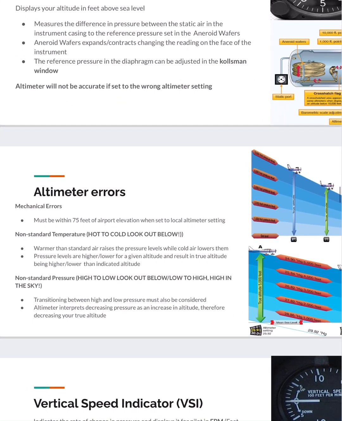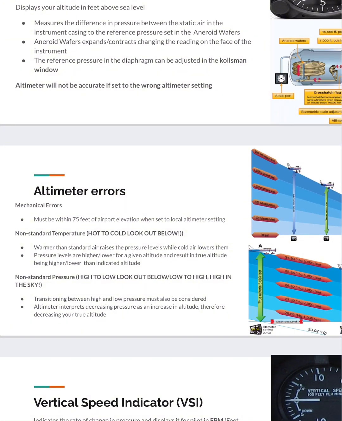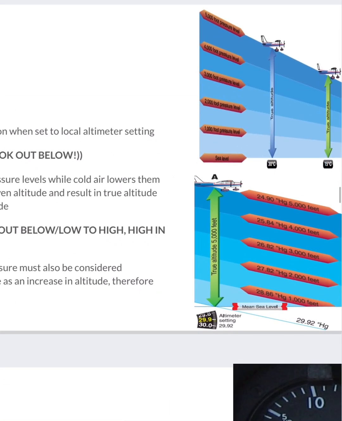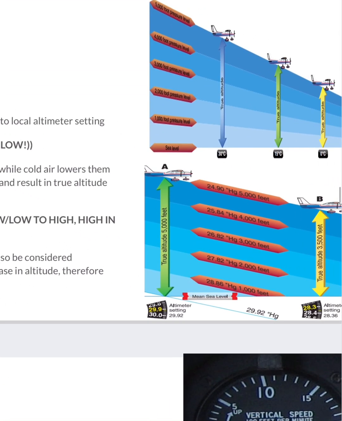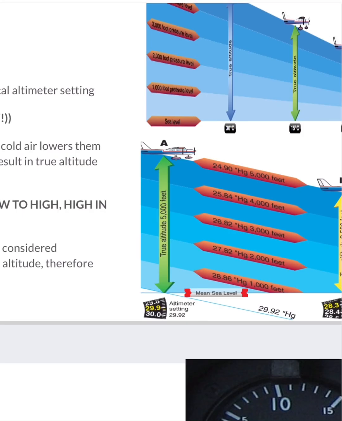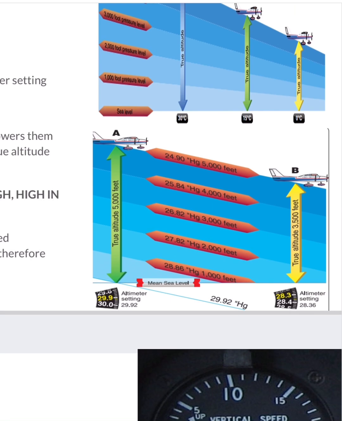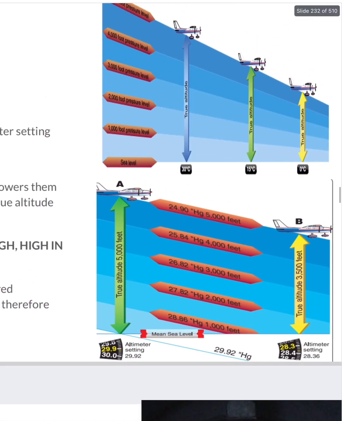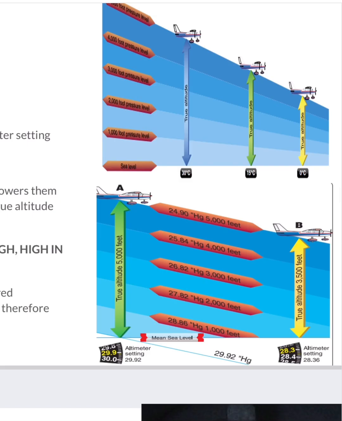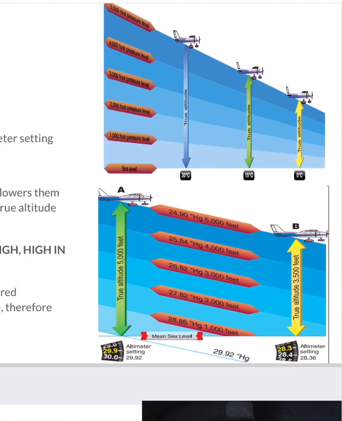And then we have the non-standard pressure. So high to low, look out below, low to high, look high in the sky. So say we left an airport of 29.92 on the altimeter setting here. We know it's higher pressure over here. Now we're going to an area of lower pressure. So the altimeter setting is 28.36. We kind of go on this slope just like with the non-standard temperature day if we don't change that altimeter setting. Because in both scenarios, the altimeter kind of translates the decrease in pressure as an increase in altitude, so it tells you to descend, and that's why we're kind of flying this slope all the way down.